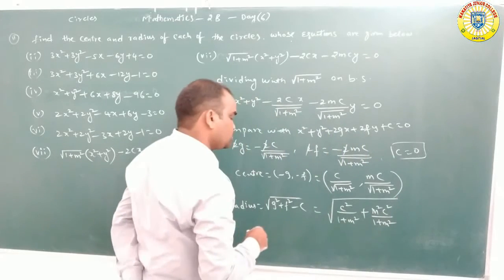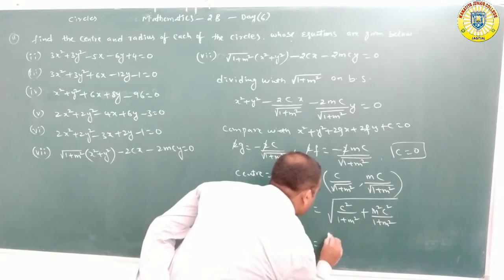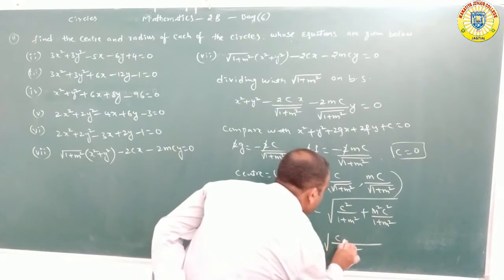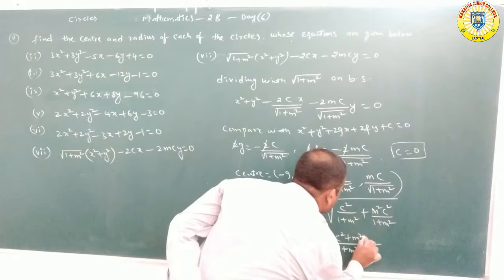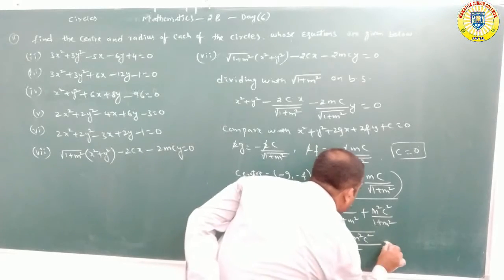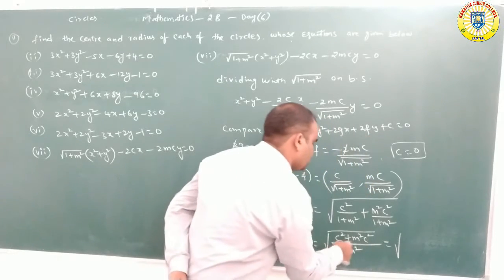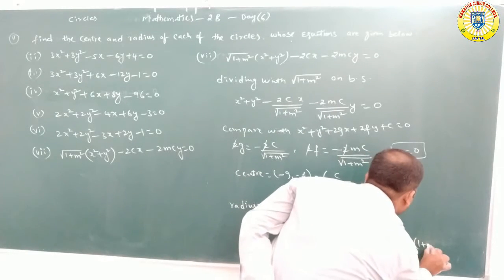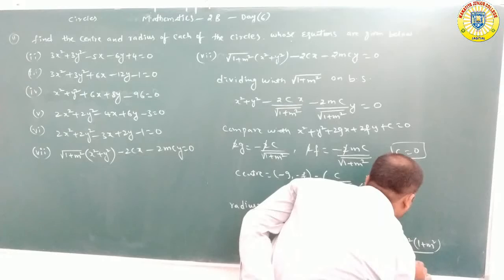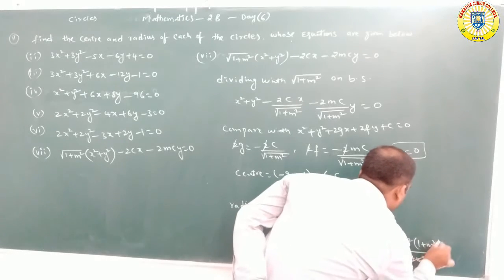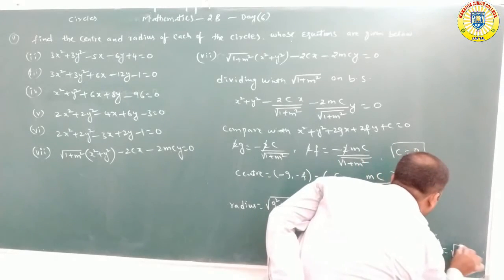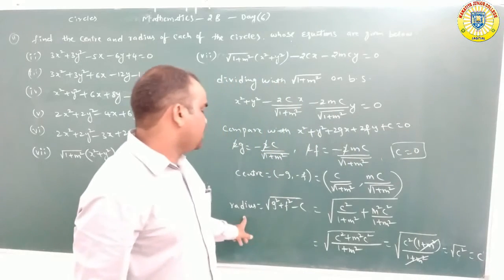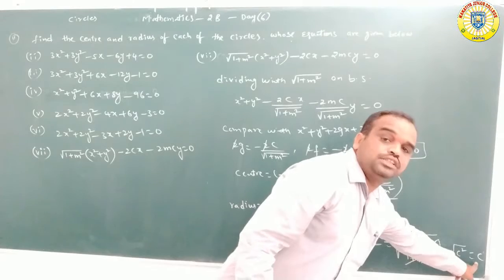Okay now? So now we are simplifying this one. Here the LCM value 1 plus m square is the LCM. Here c square plus m square into c square. These two terms you can take common. c square is the common value, 1 plus m square by 1 plus m square. 1 plus m square, 1 plus m square cancel. Under root of c square is equal to c. Here radius is how much, sir? c.